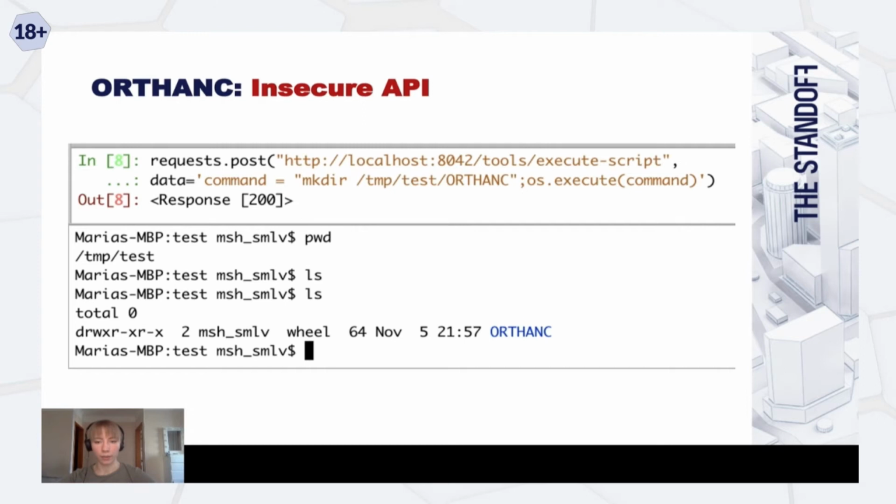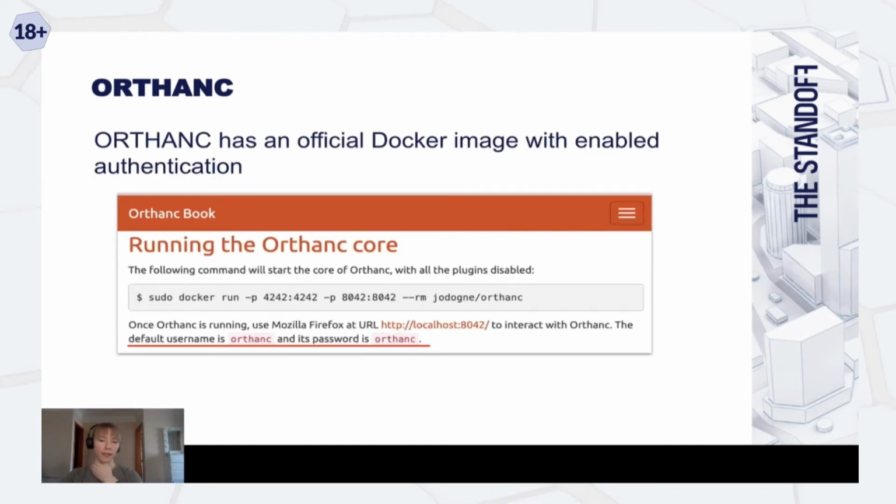What does this method do? Orthanc is an open source project. It seems like this method does what its name says. It just waits for scripts and runs them without any validation and without any limitations. For example, here is a request, and inside it there is a command to create a folder, and the folder is successfully created after this request.